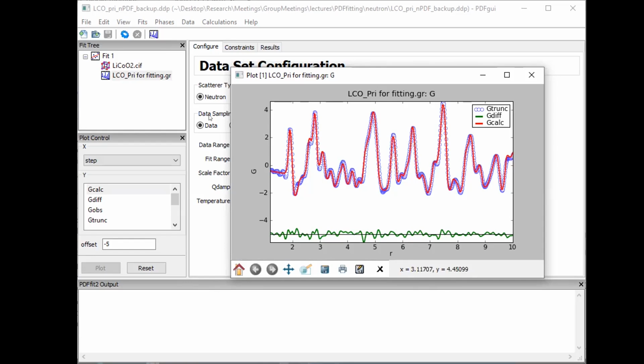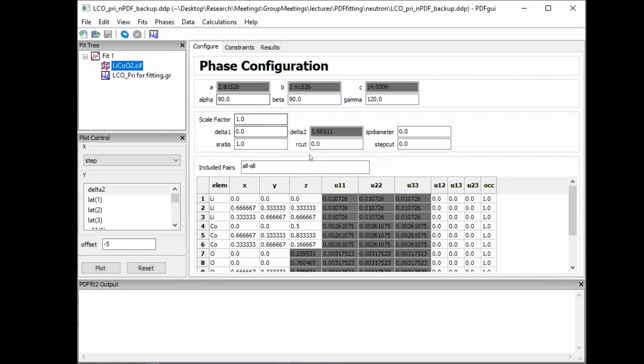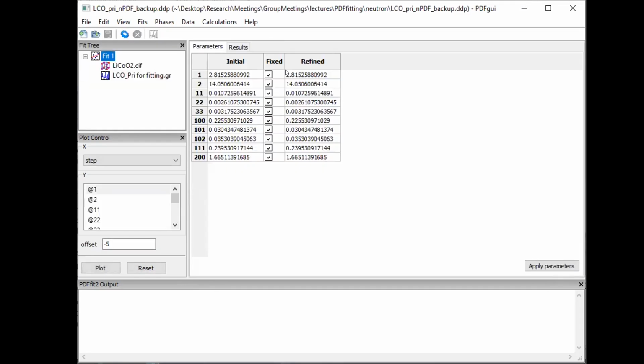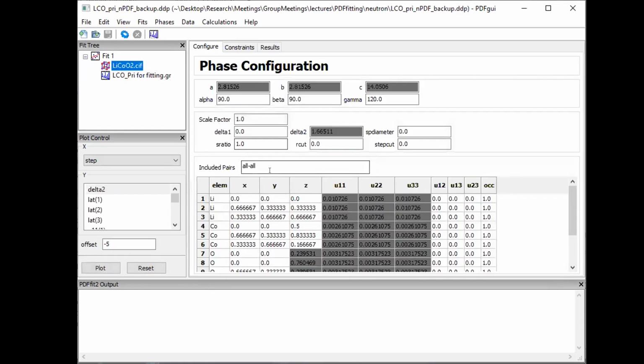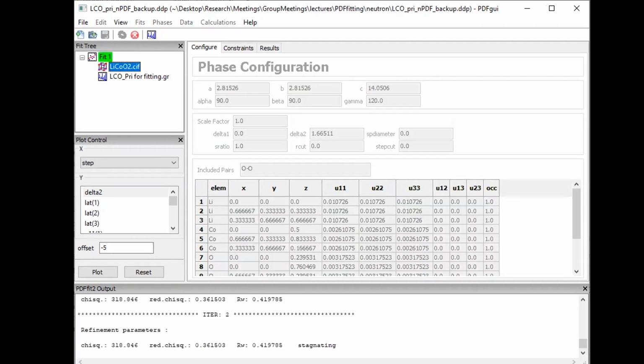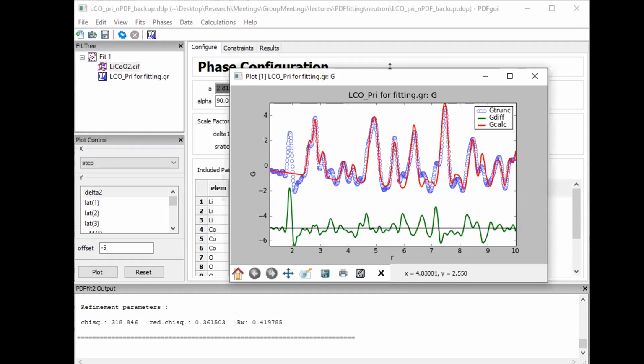But we can take advantage of this function. So make sure I have everything fitted. Okay, good. So remember, I mentioned oxygen is the dominant scatterer in this system. Then let's check what that means. We run it. Yeah, now you see what I mean, right?